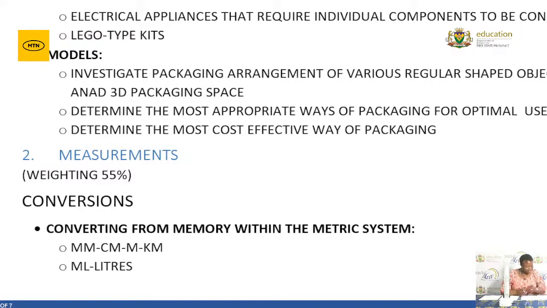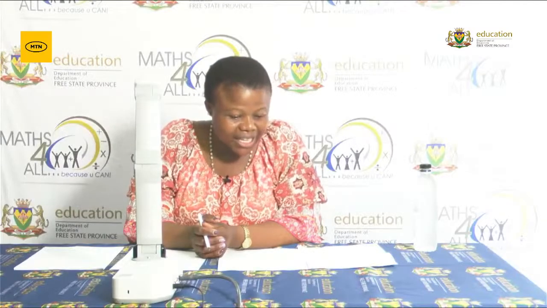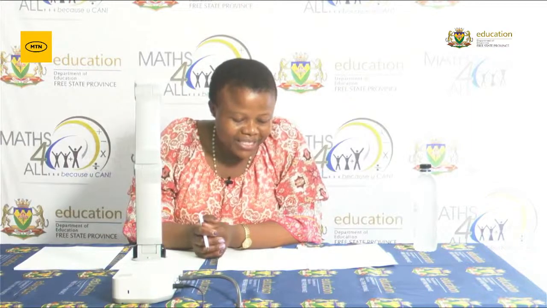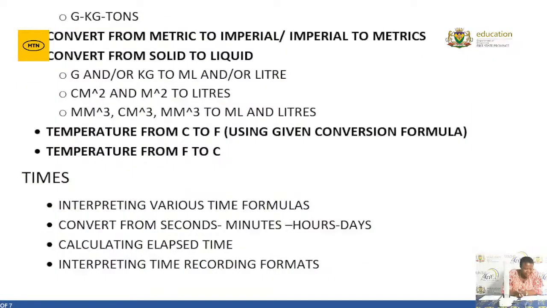Under measurement, we have conversion, where we convert from memory within the metric system: millimeters, centimeters, meters, and kilometers; milliliters to liters; kilograms to tons. If I cite an example, from grams we move to kilograms, and from kilograms we go to the ton. And then the other subtopic is that we convert from metric to imperial and imperial to metric.